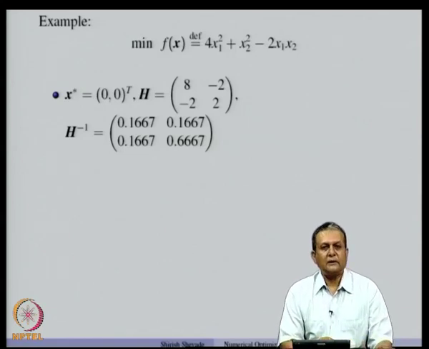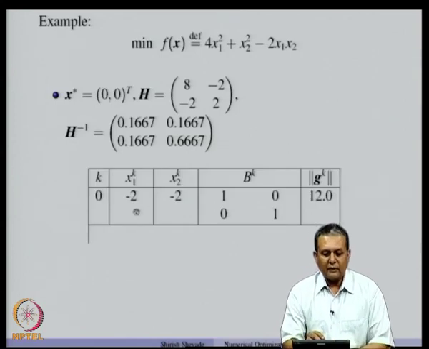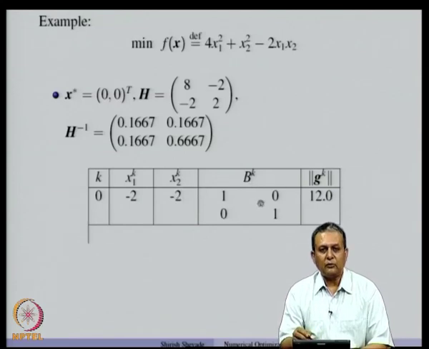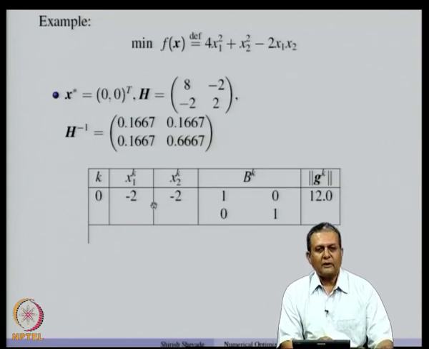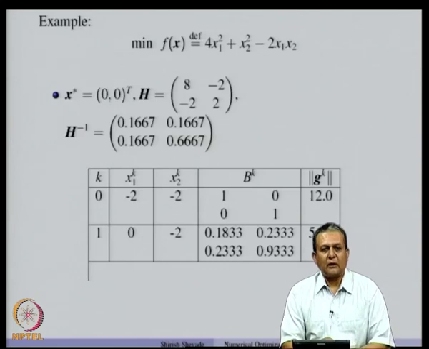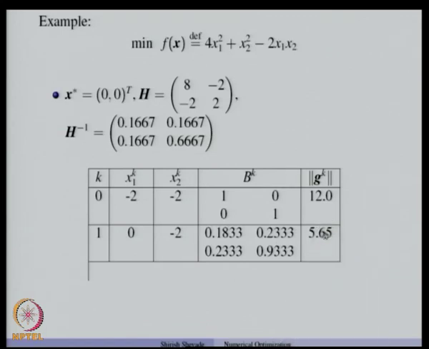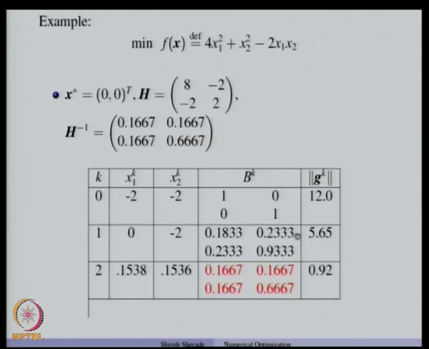Now, let us look at the iterates obtained using the Quasi-Newton algorithm with symmetric rank 1 correction. So, suppose we start with point minus 2, minus 2, and we initialize Bk to the identity matrix, and the norm of the gradient is 12 at this xk. Now, the first iteration of Quasi-Newton algorithm with symmetric rank 1 update would take us to the point 0, minus 2 with the corresponding Bk matrix updated like this, and the norm of the gradient is 5.65.